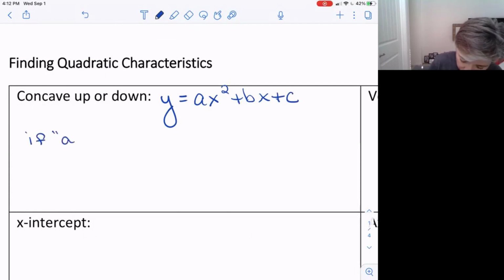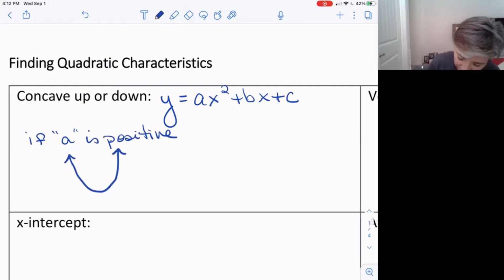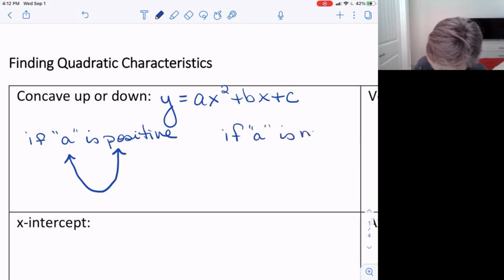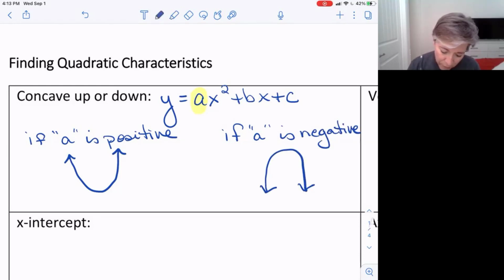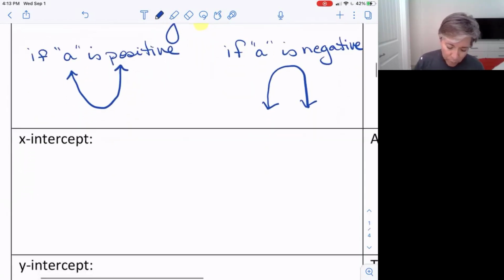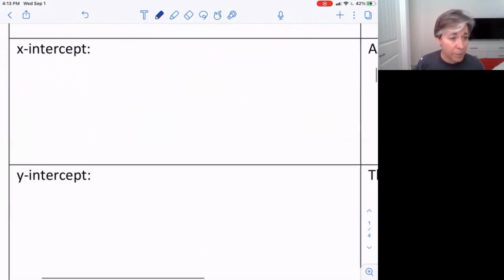If A is positive, then it's going to open up. That leading coefficient, if it's positive, it opens up. If A, that leading coefficient right here in front of x squared, is negative, it's going to open down.